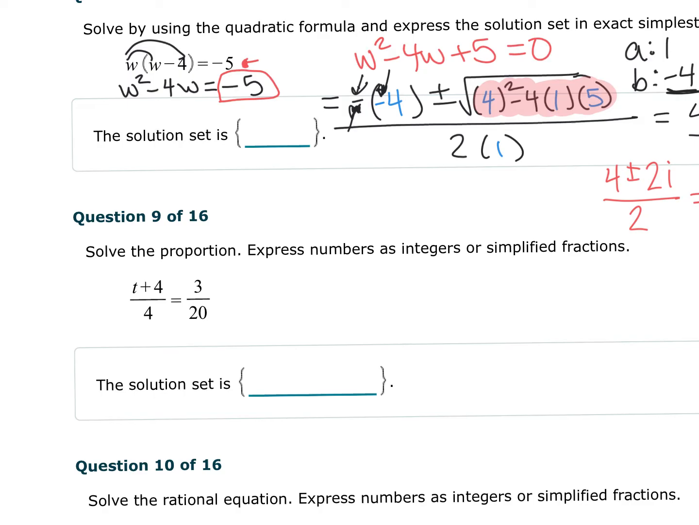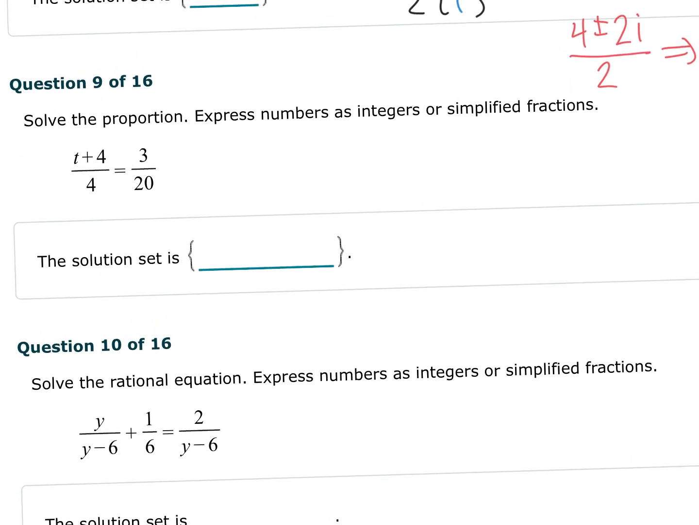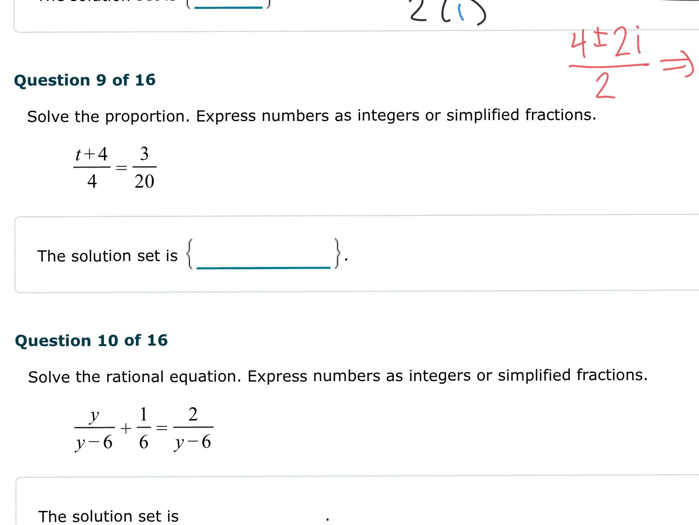All right, although quadratics are a lot of fun, we're now going to move on to some rational solving. And that includes fractions, but you don't have to worry about fractions. They're not that bad. And I would just say that on number 9, since we have basically t plus 4 over 4 equals 3 over 20, I can actually just cross multiply to solve right away. And so that would be 20 times t plus 4 is equal to 3 times 4. And then I just continue to solve.